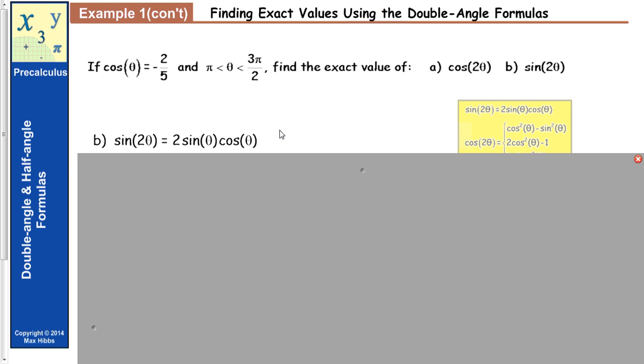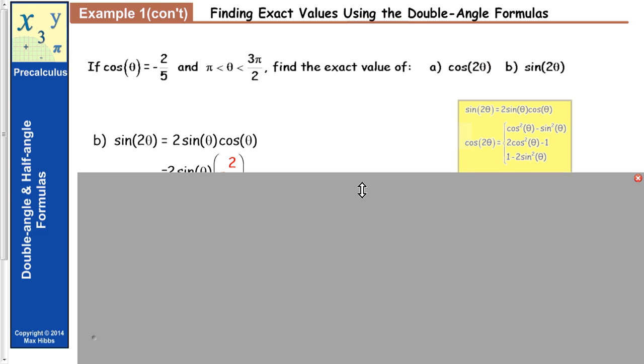I can barely see it. I don't know if it's coming out clear on your screen or not, but we're to calculate the sine of 2 theta. Those almost look like zeros, but there is a little mark through there. Those are thetas. And we use the identity then that the sine of 2 theta is 2 sine theta cosine theta. And we already know that the cosine of theta is negative 2/5.